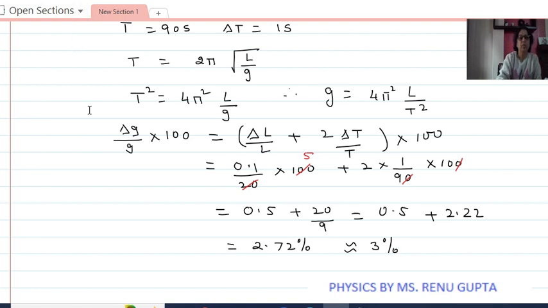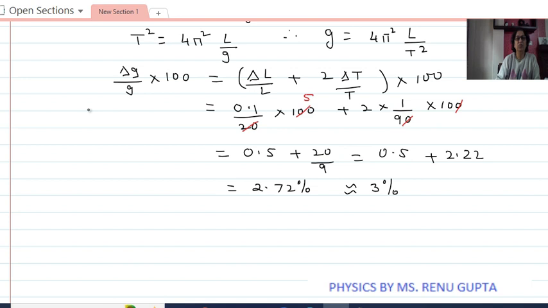So the accuracy in the measurement of g, that is delta g upon g into 100, comes out to be approximately 3%. That is all for this question.